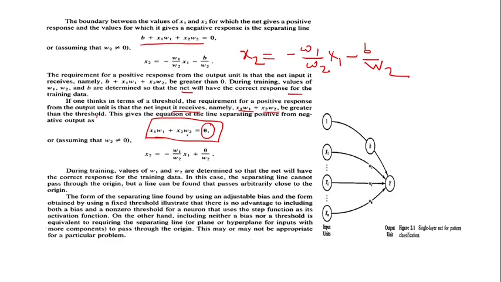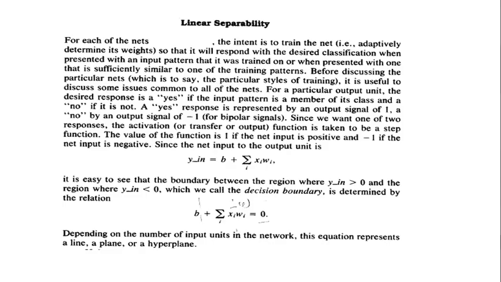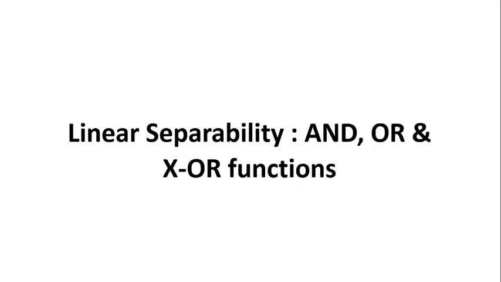If you think that theta is the minimum threshold, then during the training, values of w1 and w2 are determined so that the net will have the correct response for the training data. So this is the line separating positive from negative. Now this concept we will use in linear separability.